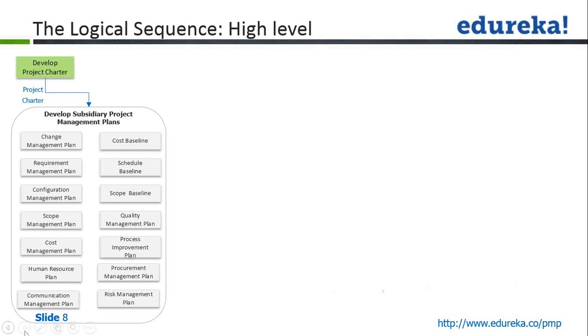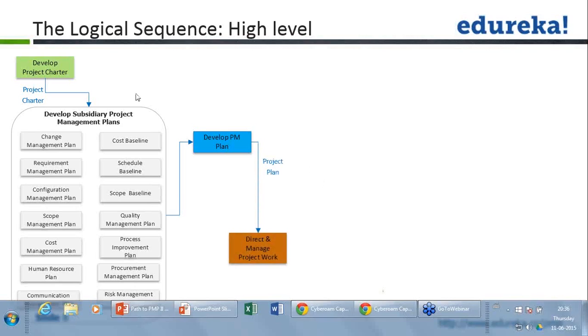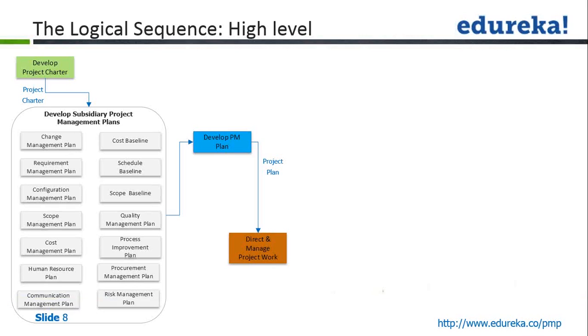Once all these subsidiary project management plans and your baselines are created, then you will take all of them to this process called develop project management plan, which is in the planning process group. All this will be consolidated and integrated to come up with a project management plan. And once a plan is ready, it goes to execution, that is under direct and manage project work, where the project manager will lead and direct the team to do the work planned in your project management plan.